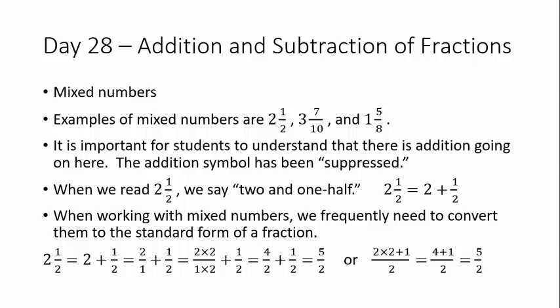The method on the right is a little more common. This is the method you probably use whenever you convert a mixed number into a fraction. We multiply the whole number by the denominator and then add the numerator. So you'll notice that I multiply 2 by 2 and then add 1, and our denominator stays the same. 2 times 2 is 4. We add 1 to give us 5. So 2 1/2 is equivalent to 5 halves.